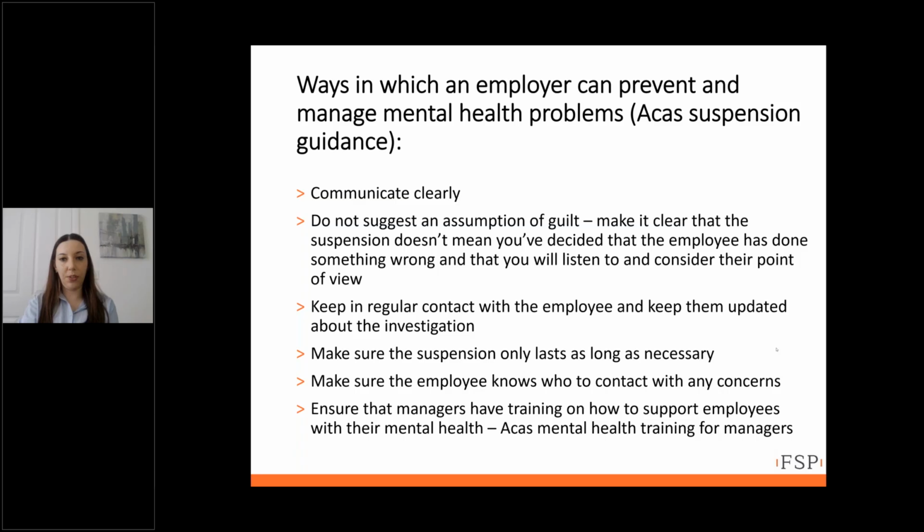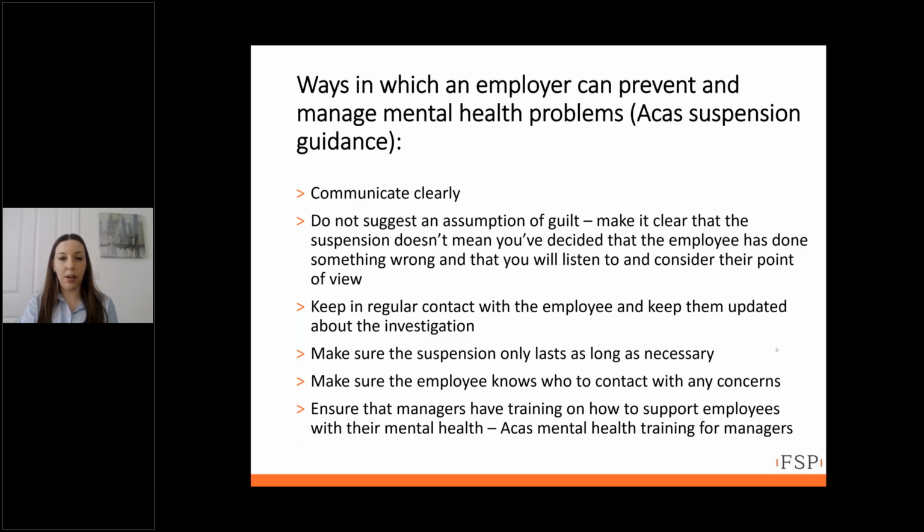Don't suggest an assumption of guilt, as Victoria was saying. Make it clear that the suspension doesn't mean that they've done anything wrong, and that you'll listen to and consider their point of view before making any decisions. And again, that's because a suspension shouldn't be a punishment in itself, and it shouldn't be as though the outcome of a disciplinary hearing has been predetermined, as this could lead to unfair dismissal claims. Keep in regular contact with the employee throughout the suspension to make sure they're okay, and also to keep them updated about the progress of the investigation and when it might be likely to end.